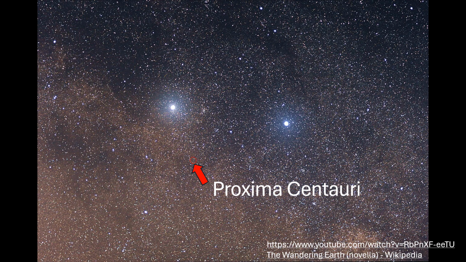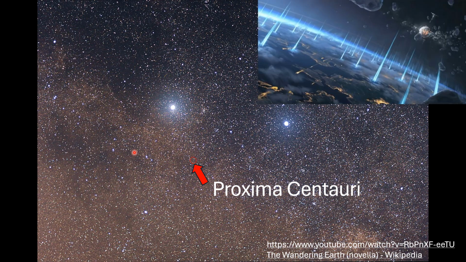This is a picture of Proxima Centauri. It is a dot inside this red circle. If one day our sun dies, we'll have to put engines on Earth and move Earth to Proxima Centauri.